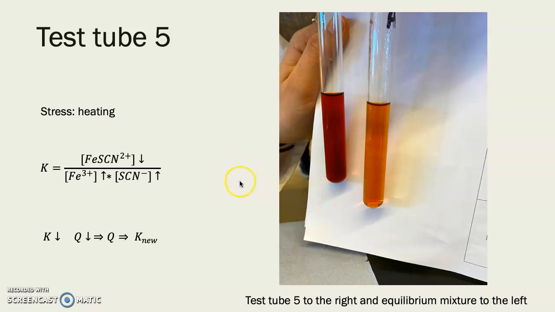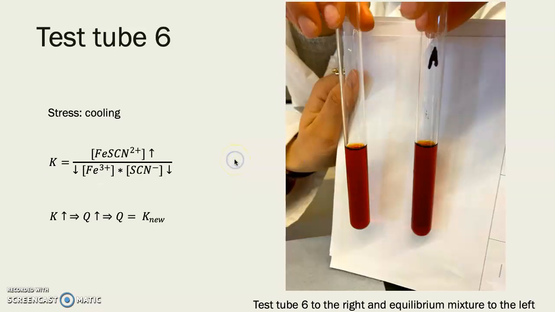And according to Le Chatelier's principle, when adding heat, the reaction will reduce the heat by using it. And because the solution becomes lighter red, the backward reaction must be faster and endothermic, because an endothermic reaction uses heat, and the forward reaction is exothermic.